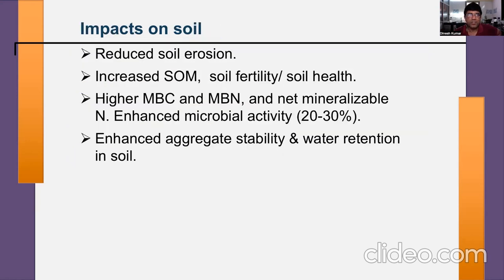So this is all. Now impacts on soil, how soil health is affected. Reduced soil erosion. Can anybody tell me why there is a reduction in soil erosion under organic farming compared to conventional farming? Any idea? Increased water holding capacity, decreased runoff. Yeah.